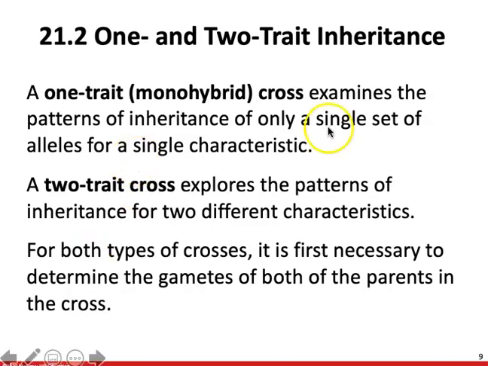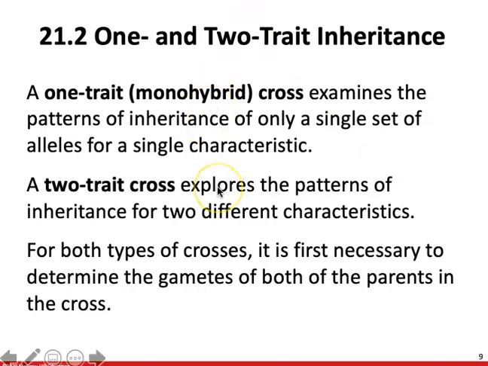So when we say that we're examining a pattern of inheritance of only a single set of alleles for a single characteristic, we are only looking at tall versus short, and we're only looking at height. We're not considering any other factors. We're not considering leaf placement or color of the flowers or color of the pea pods or the types of peas that are produced. We're only looking at a single trait, monohybrid cross, tall versus short.